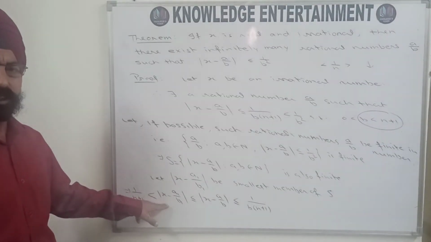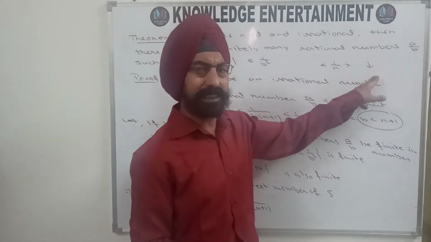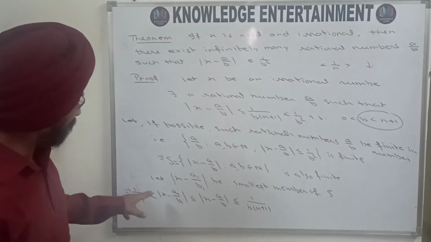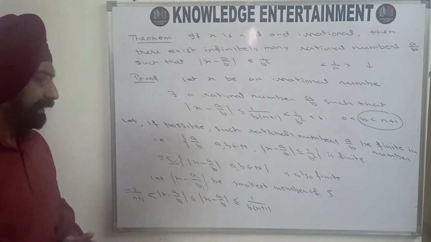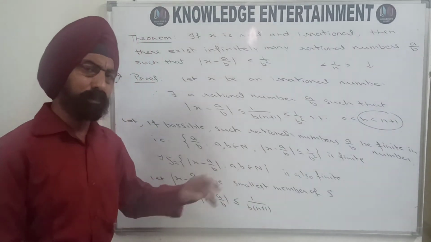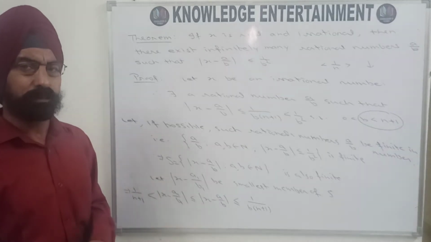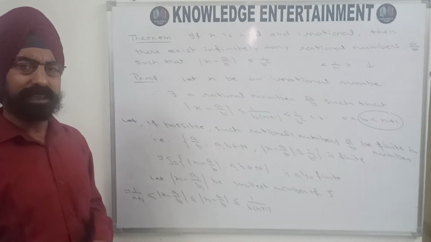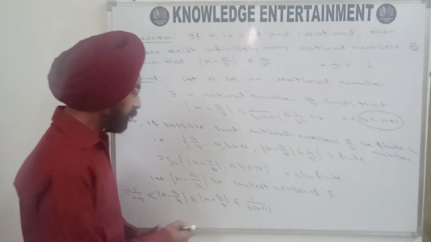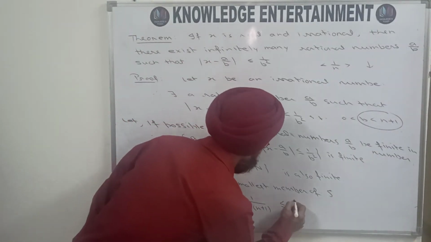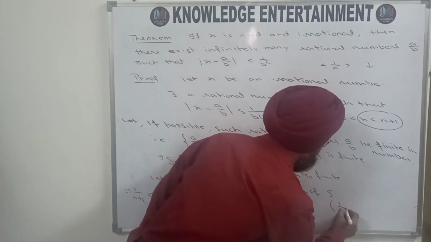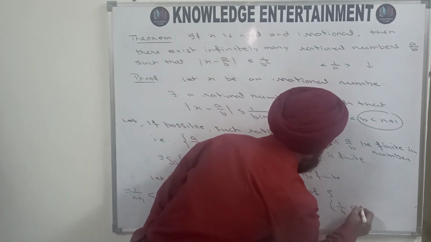And since it is positive and this is a monotonically decreasing sequence, you can find sufficiently large n such that 1 upon n plus 1 is less than this number. And here 1 upon b, because b is a natural number, so b is definitely greater than or equal to 1, so that means 1 upon b is less than or equal to 1. So you can say this is less than or equal to 1 upon n plus 1. Here I have used the fact that 1 upon b is less than or equal to 1.